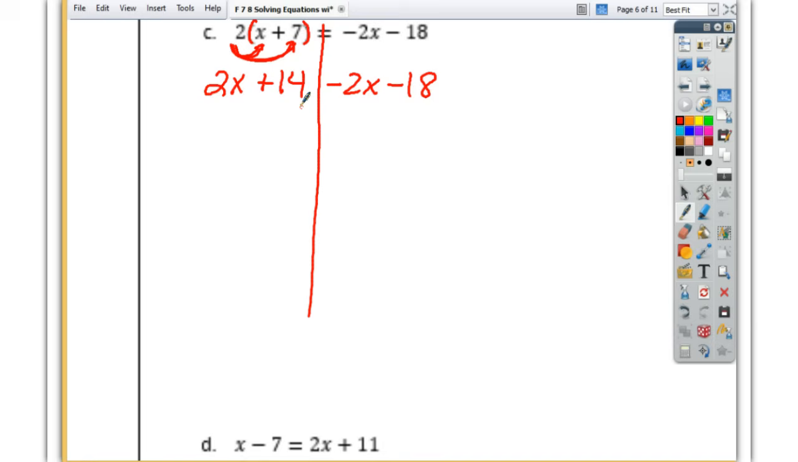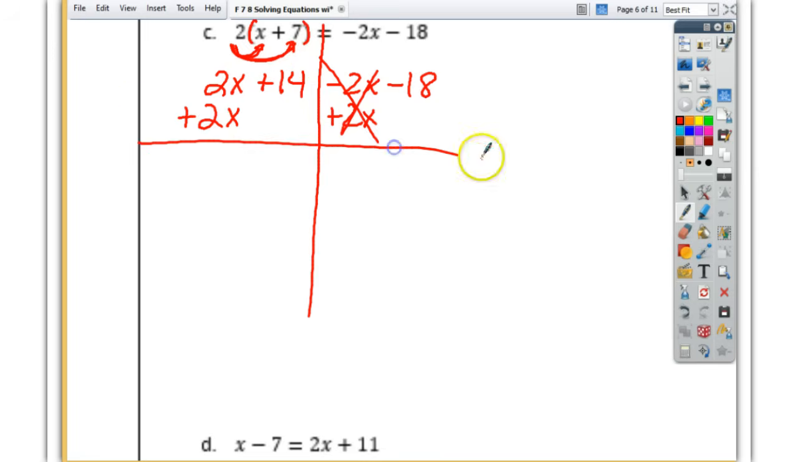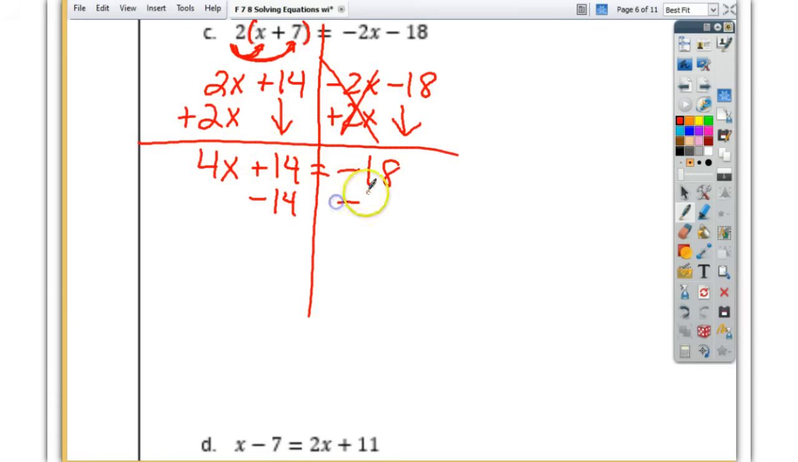Then Red Rover, send over. I'll do this one. We'll plus 2x to both sides. Plus 2x, I get 4x, and then bring down your 14 equals, bring down your negative 18. You guys are getting some half points out there. You guys are losing a negative sign in there, so don't do that. Keep track. Now I need to get this over here. Subtract your 14.